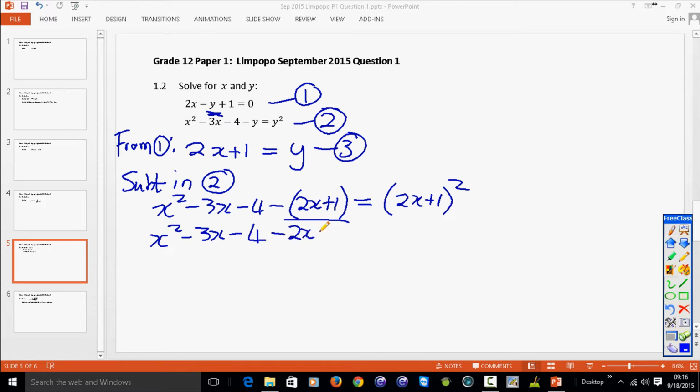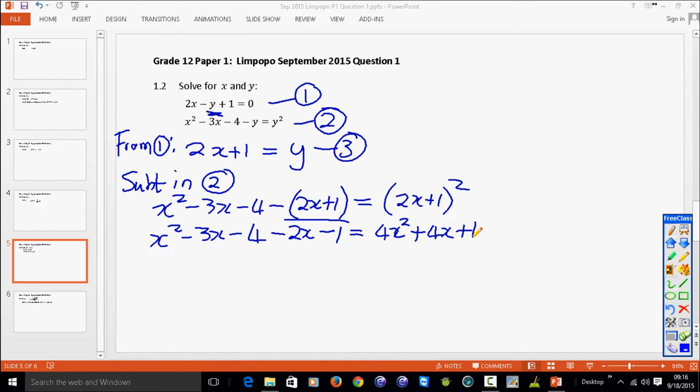Minus 2x minus 1 is equal to, and the square of a binomial always ends up in three terms. First one squared, 4x squared, plus the two terms' product, 1 times 2, so it's plus 4x, plus the last one squared. That's the answer to this one. So it's a quadratic equation. Write it in standard notation.